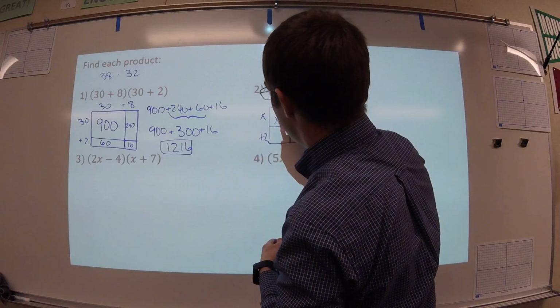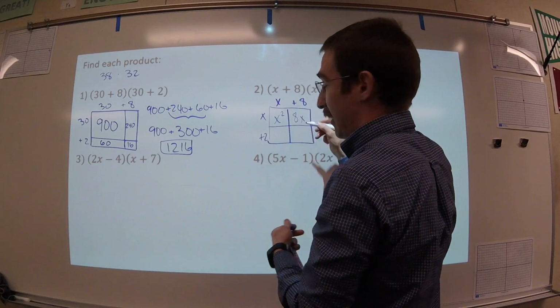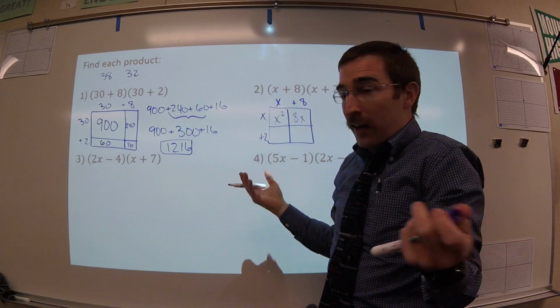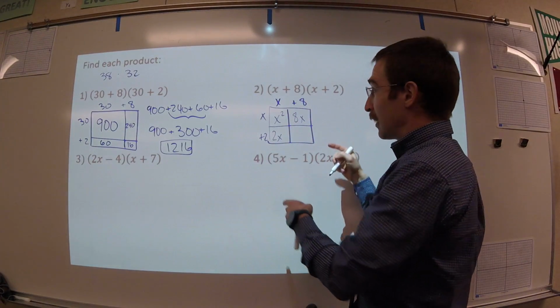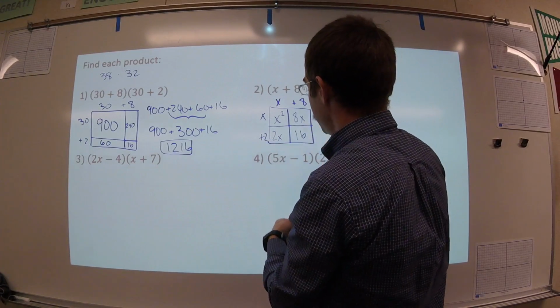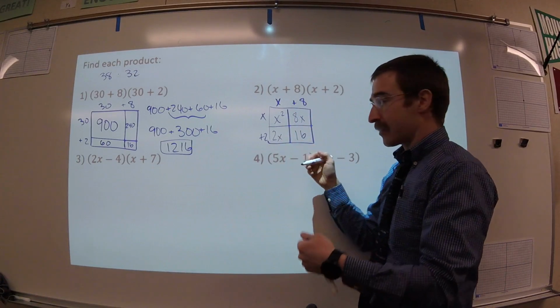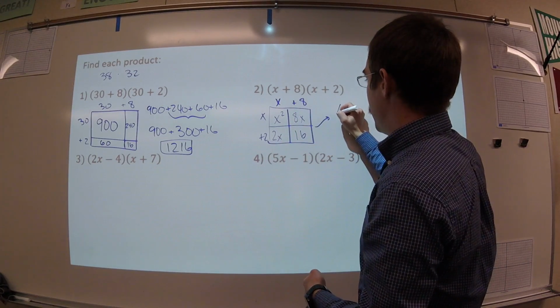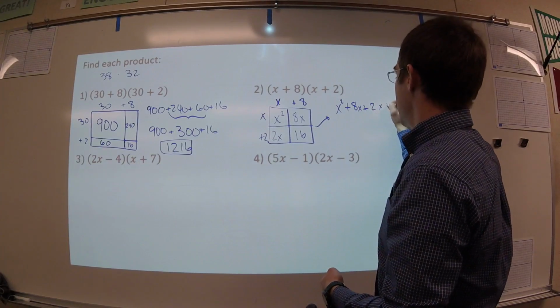Hey, that's x squared. Here I got 8 times x. Just write that as 8x, because we don't know what x is. Here I got x times 2. That's just 2x. And then here, wonderful, I got numbers I can multiply. 8 times 2 is 16. So now I want to find the area of this box, so we just add them all up. x squared plus 8x plus 2x plus 16.